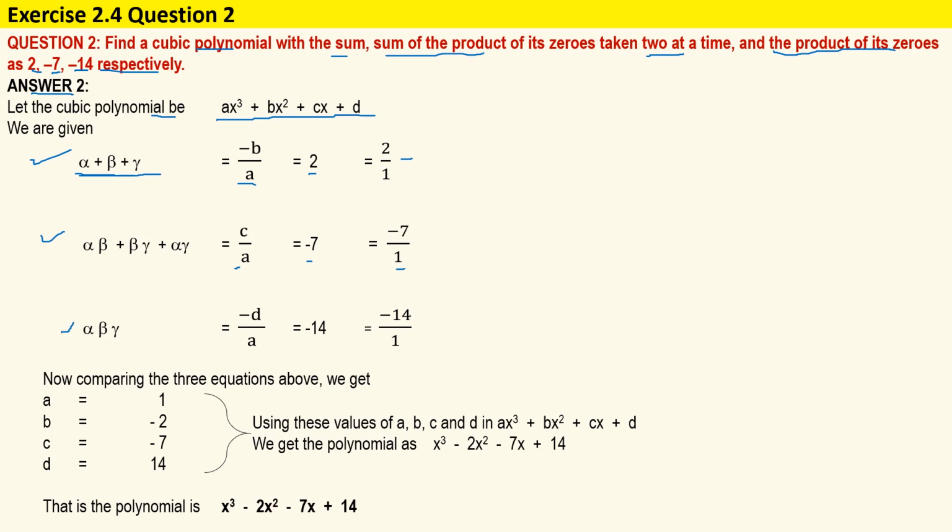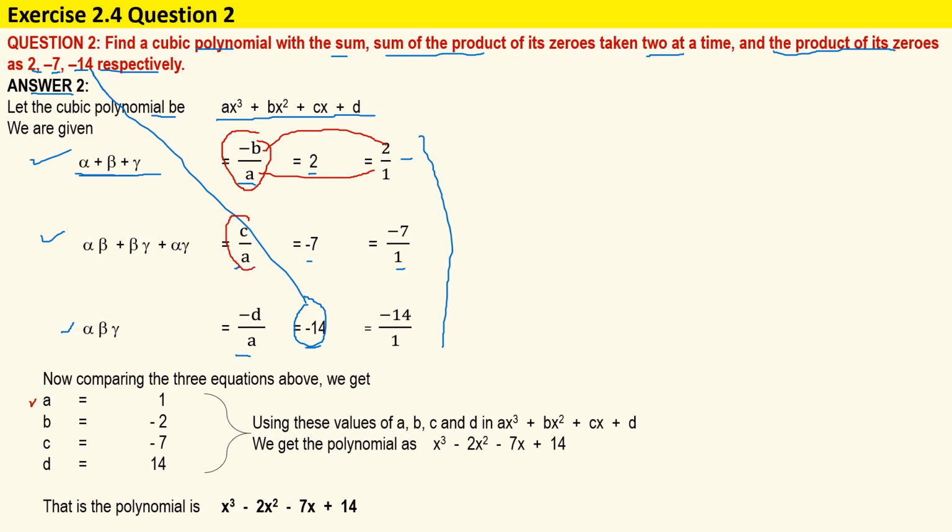Similarly, we are given alpha into beta into gamma, which is equal to minus d by a, which is equal to minus 14 here, and minus 14 can be written as minus 14 by 1. So now if we compare all these three equations, we get the value of a is equal to 1, because in this equation we see that the numerator is minus d, or in the second equation c is the numerator equal to minus 7, and a is the denominator 1 here. So we can say that the value of a is 1.